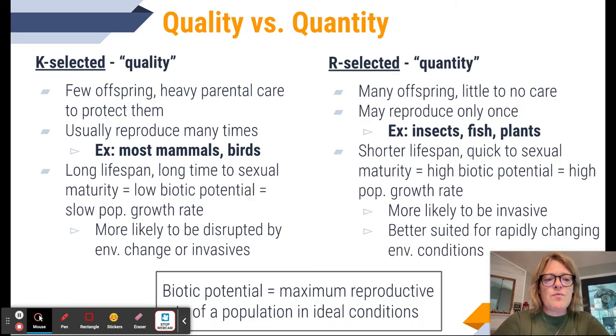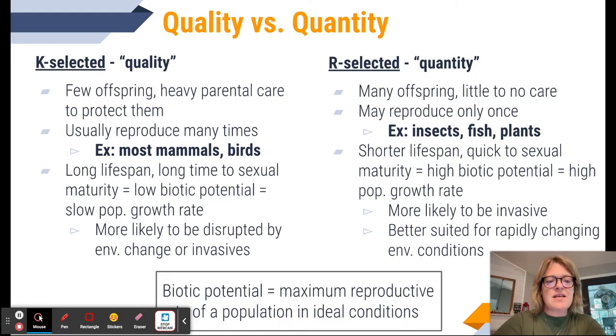They usually only reproduce once, not always the case. A sea turtle is not a great example for that. They'll reproduce every season. But there are some types of insects, like I said, that only reproduce the one time. And then there are some types of fish and plants that do this as well. These R-selected species have a shorter lifespan.